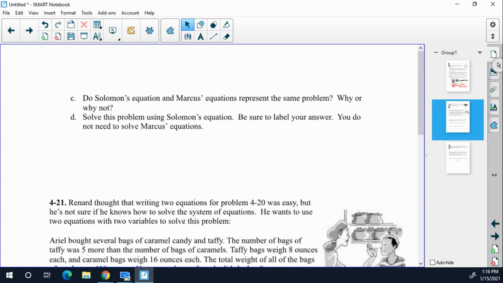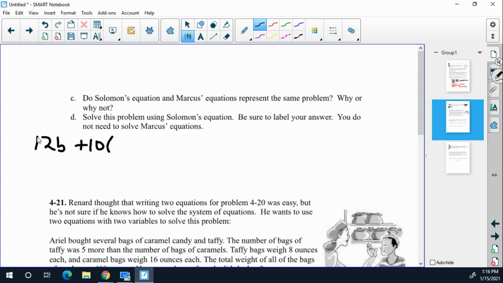So now it says solve this problem. So we're going to use Solomon's, where he wrote one equation, okay, which is 12B plus 10 times 4B plus 1 equals 218. Because the original question asked us how many bottles and how many cans she had. So we're going to use this equation, of course, to find out how many bottles.